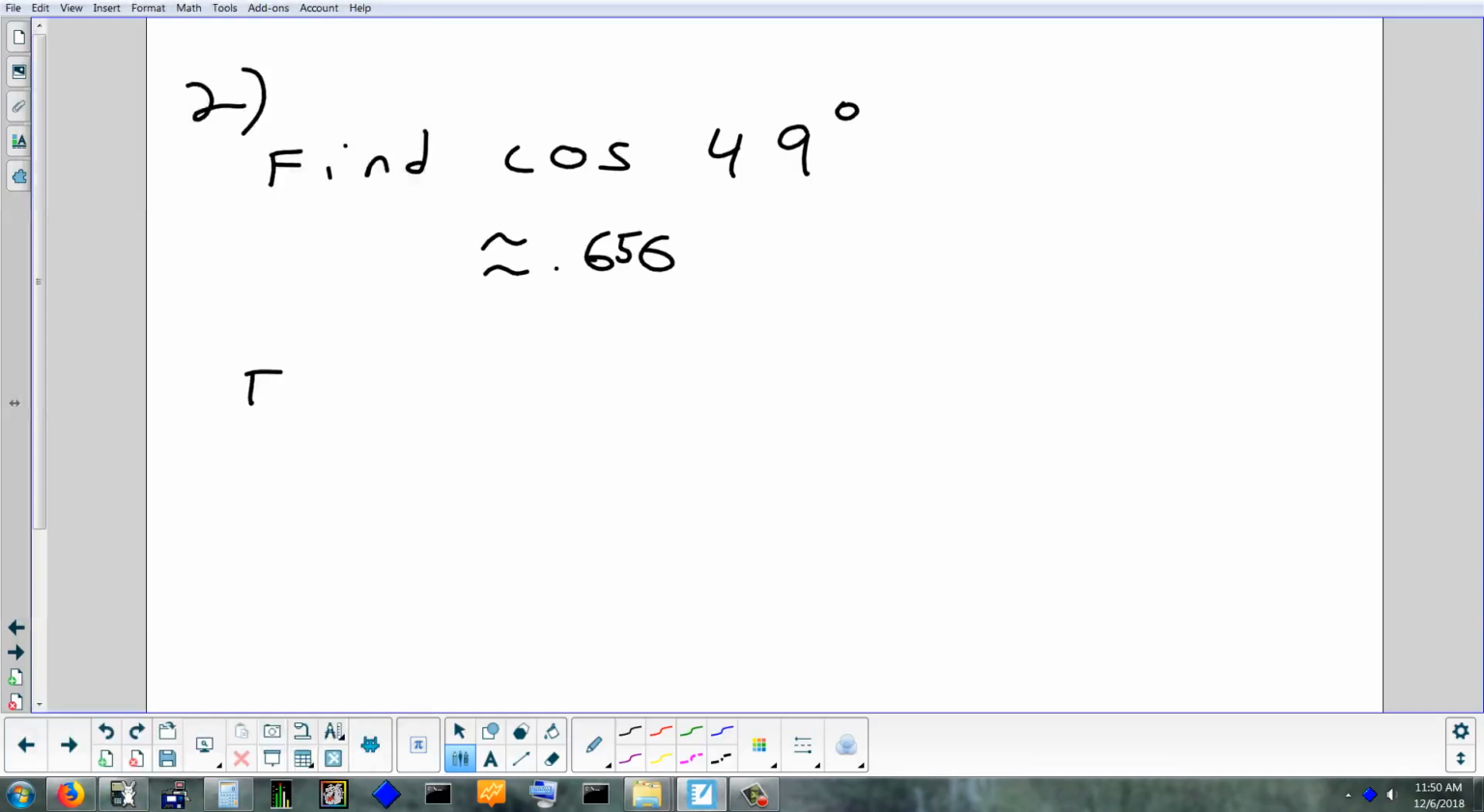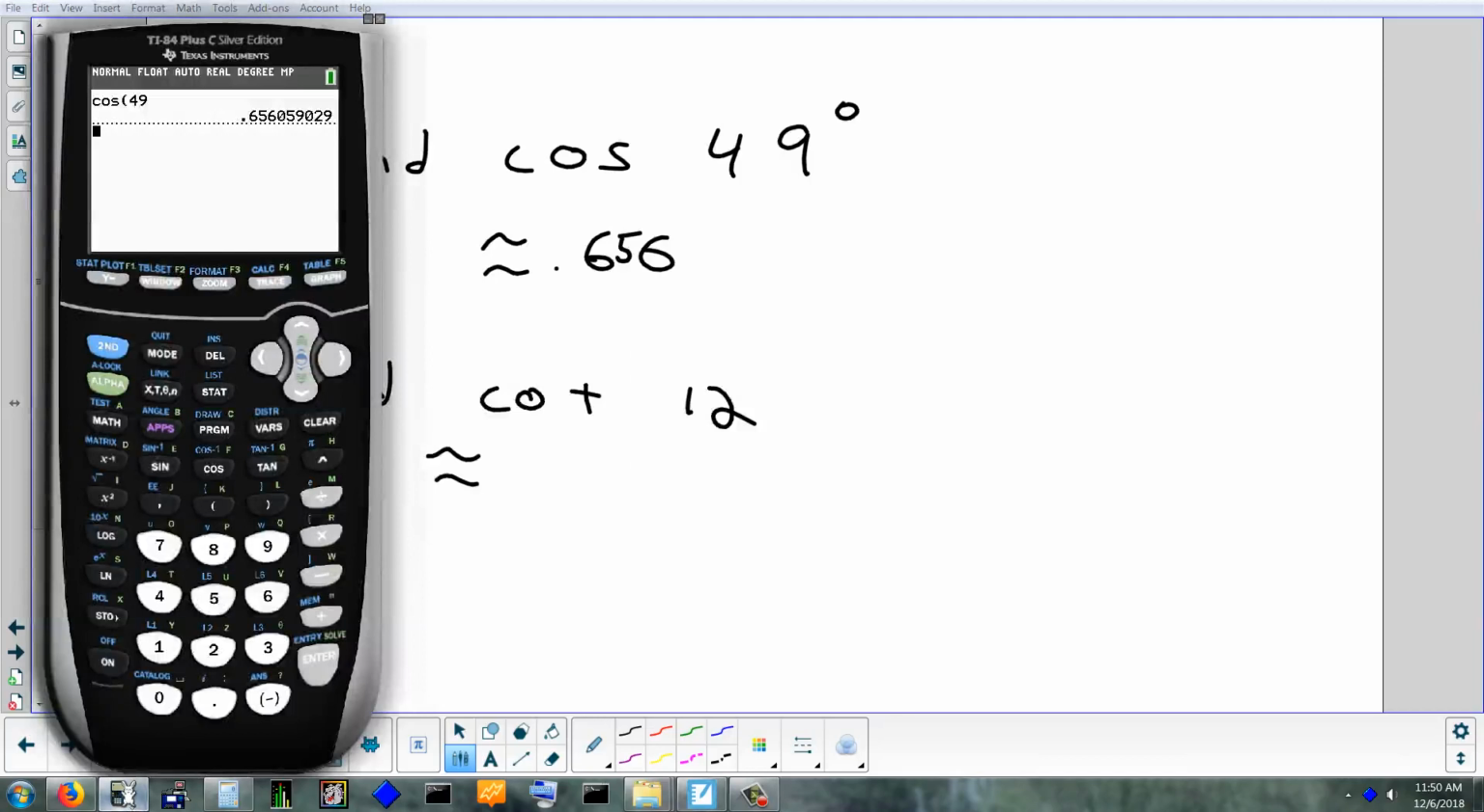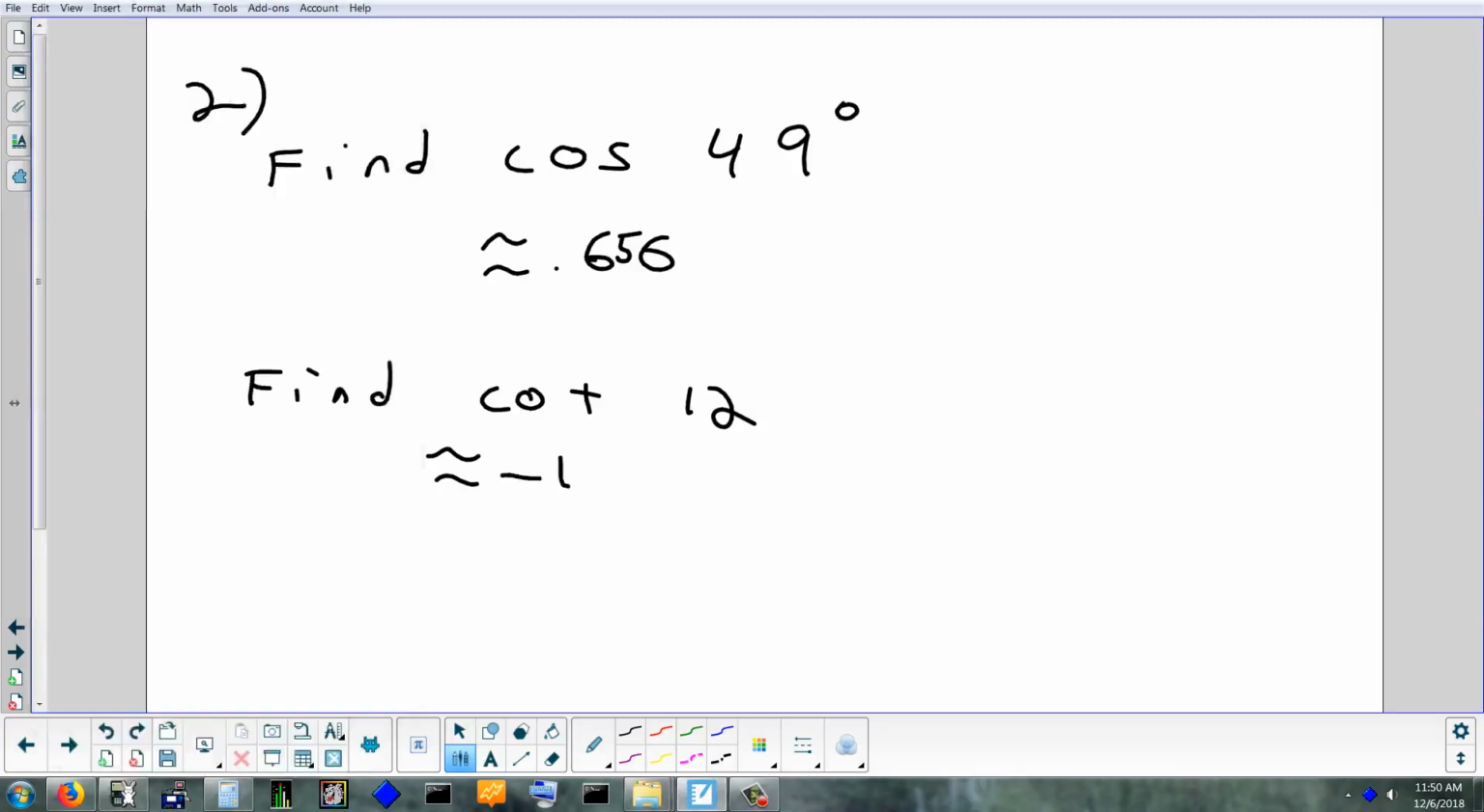How about find the cotangent of 12? What would I have to do first on here? Yep. Make sure you're in radians. All right. And how would I type in cotangent of 12? 1 divided by the tangent of 12. Yes. 1 divided by the tangent, and that's negative 1.573. Okay. Do you have a couple just like that?